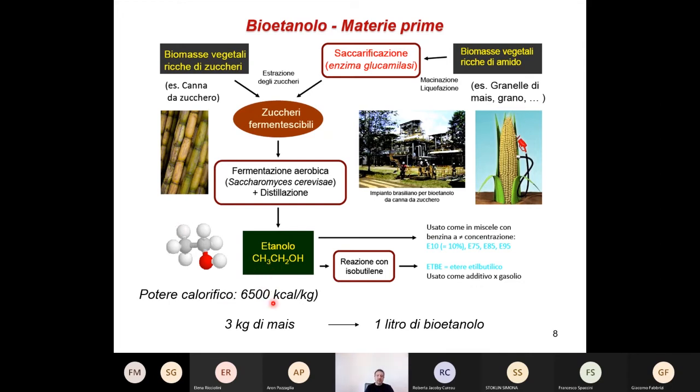And here you can see also an easy way to transform biomass. For example, 3 kilograms of maize correspond to approximately 1 liter of bioethanol. So 3 to 1, 3 kilograms to 1 liter of bioethanol. Okay.